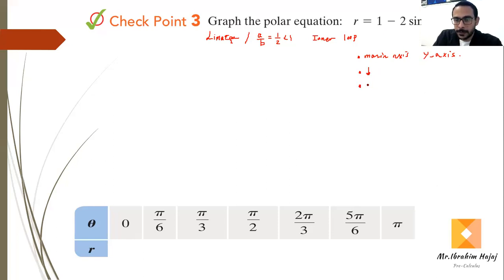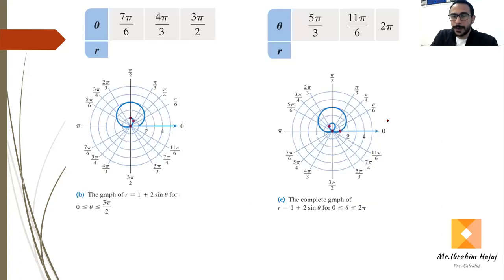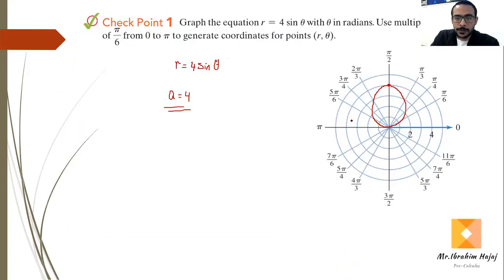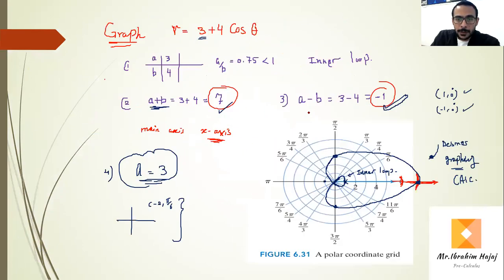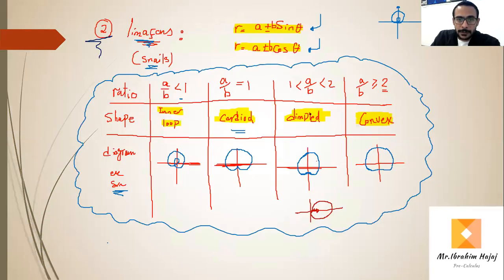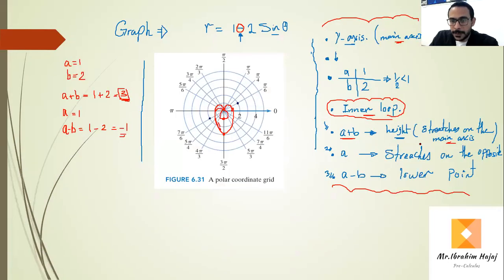Negative, yes. And now a plus b equals 1 plus 2 equals 3. And a minus b equals 1 minus 2 equals negative 1. And a is 1. Yes, let's move back here quickly and bring here the table that I wrote about the limaçon. Here's the limaçon, guys. Steps. We said a plus b, the height or stretches on the main axis. a stretches on the opposite axis, and a minus b is the lower point.